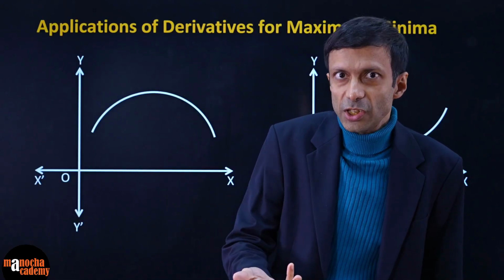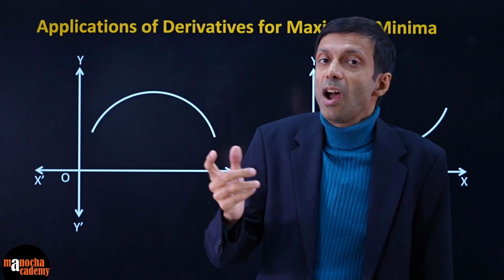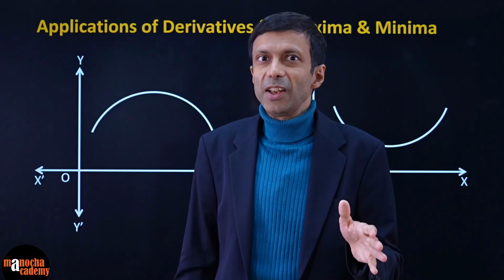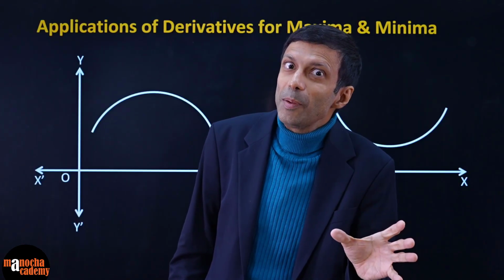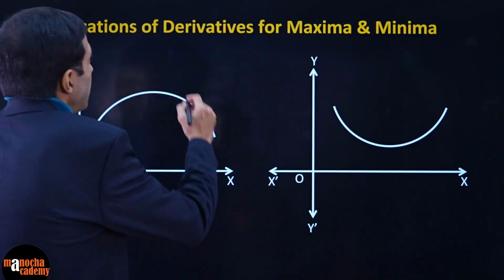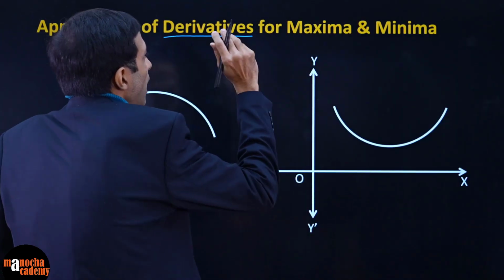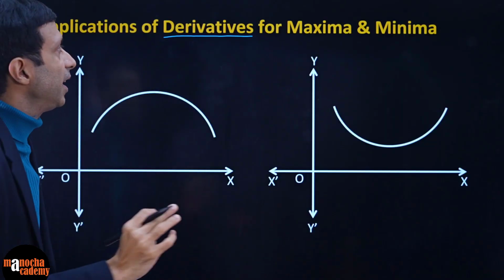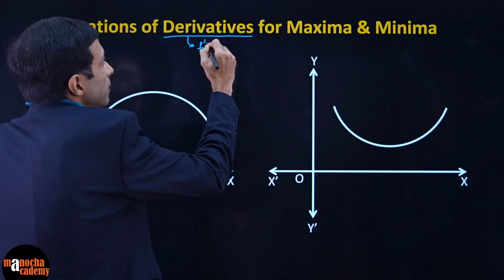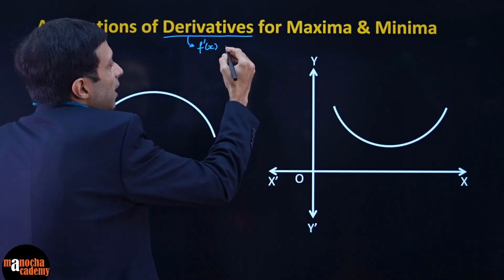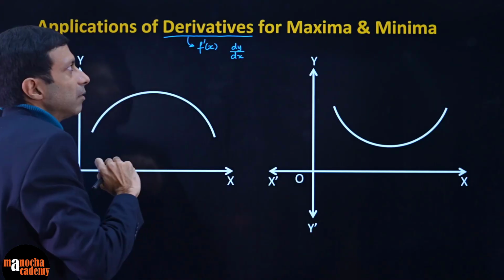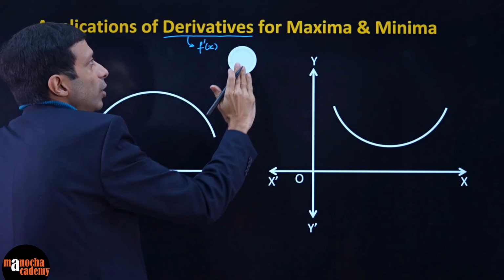Derivatives means doing differentiation, right? This is very interesting: how do we apply it, because this is in the chapter Application of Derivatives. So how do we calculate maxima and minima using derivatives? The key thing I want you to remember: derivative means what? You are doing f dash x, which is basically finding dy by dx. F dash x means dy by dx.